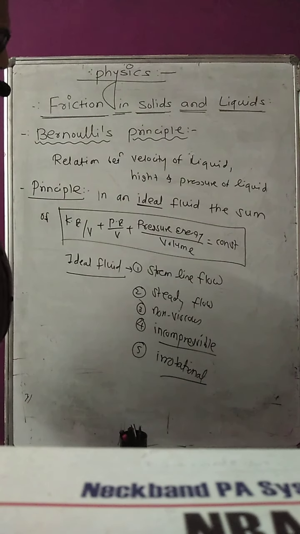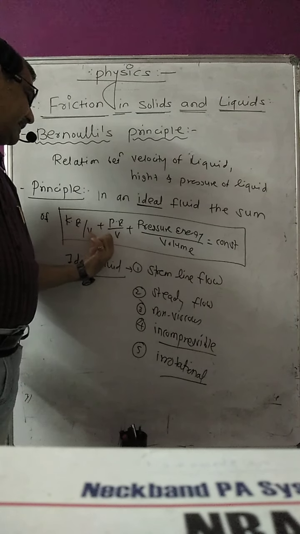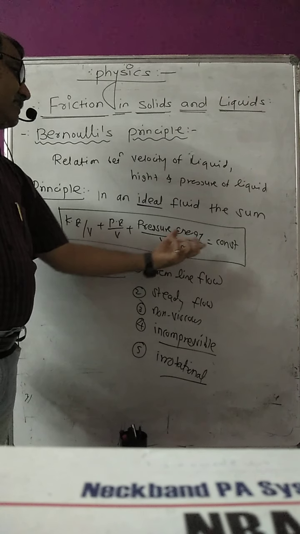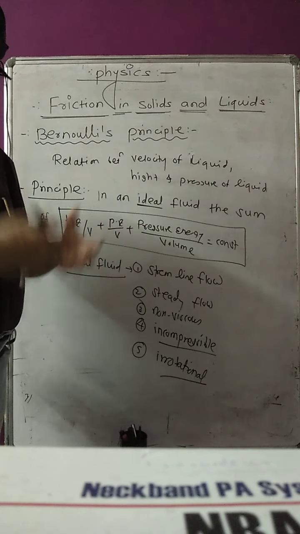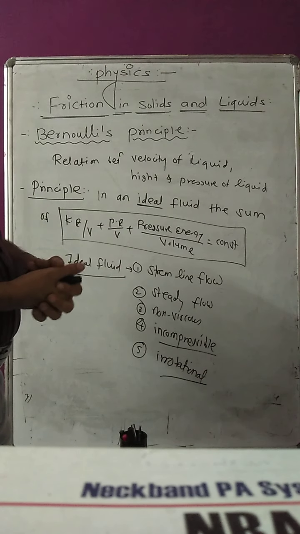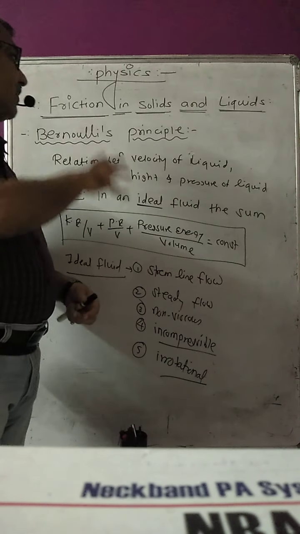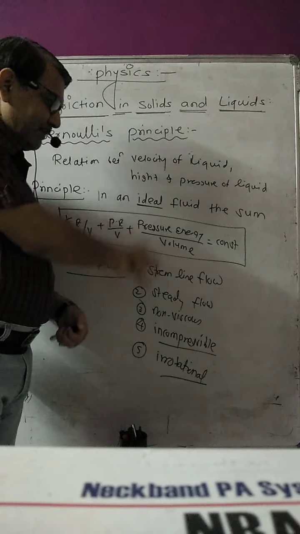Okay, so we can write down how these three, that means kinetic energy, potential energy, and pressure energy per unit volume, will remain constant. So what is the kinetic energy per unit volume, and what is the potential energy per unit volume? We can think about these things and write down this basic principle in mathematical form.